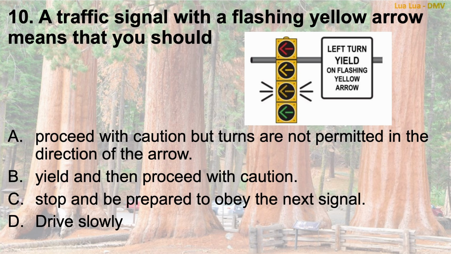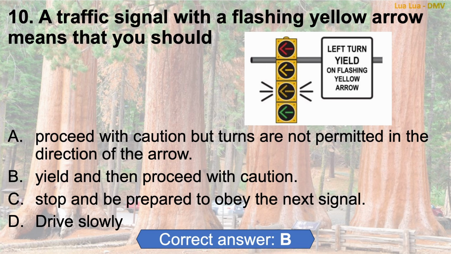Question 10. A traffic signal with a flashing yellow arrow means that you should A. Proceed with caution, but turns are not permitted in the direction of the arrow. B. Yield and then proceed with caution. C. Stop and be prepared to obey the next signal. D. Drive slowly. The correct answer is B. Yield and then proceed with caution.